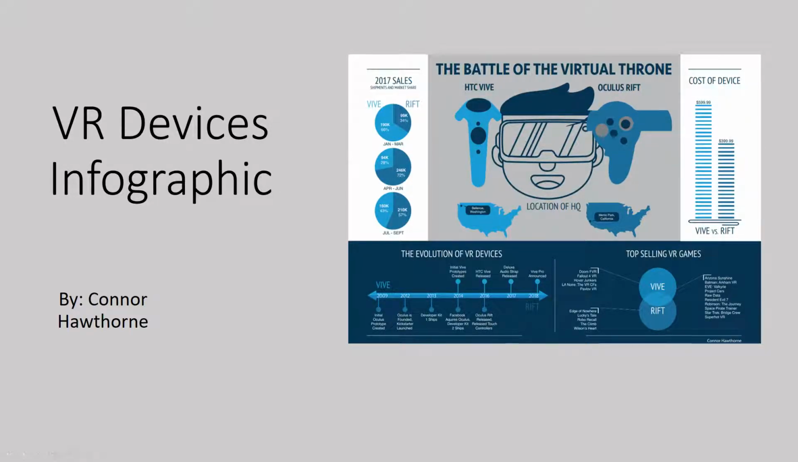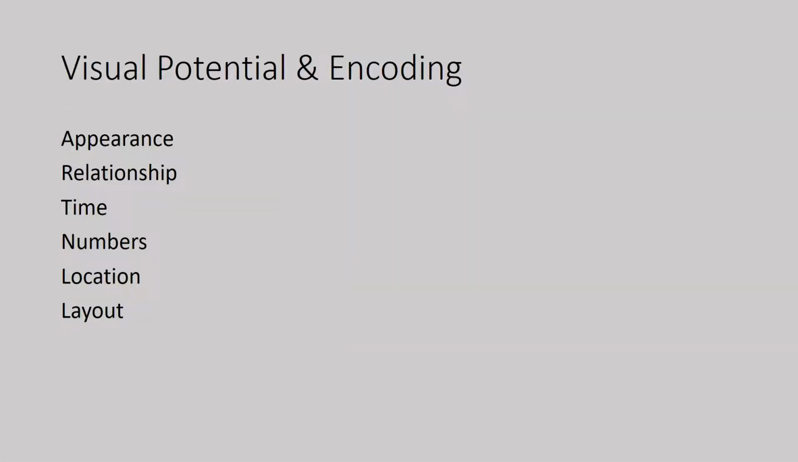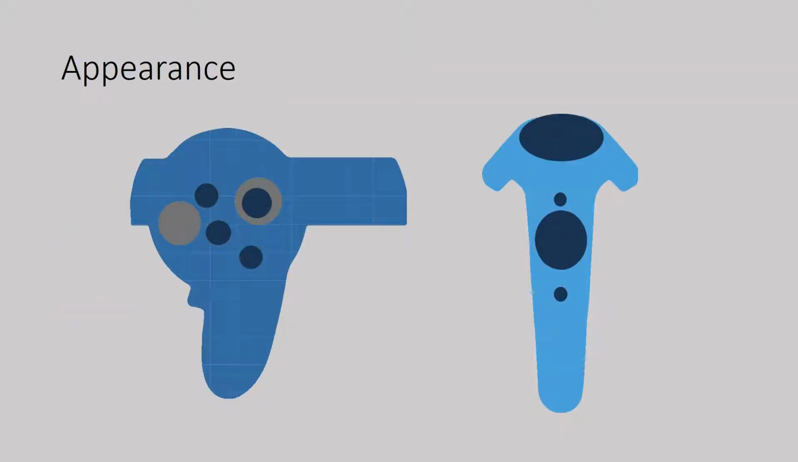Okay, I'm going to be going over my infographic. To start off, we're going to go with visual potential and encoding. Appearance is a form of visual potential, shows the viewer what something looks like. Through the use of recognizable graphic elements, it can show the user what the topic is about.